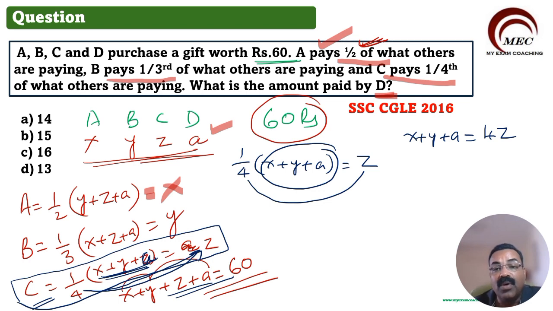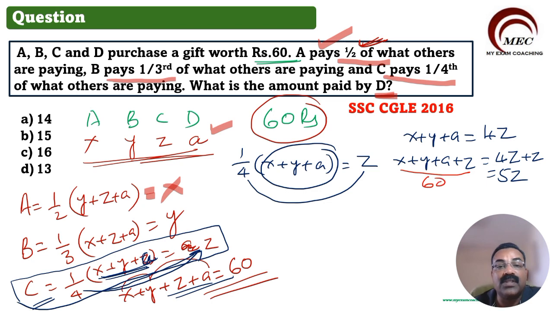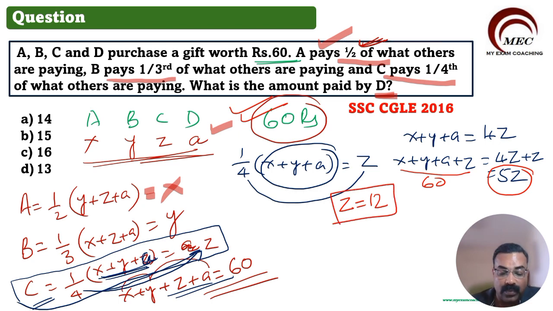But we know x plus y plus a plus z will become 4z plus z equal to 5z. We know that this value is equal to 60, which is given here. That means 5z equal to 60. If 5z equal to 60, what will be 1z? 1z is equal to 12. This is clear to you now.